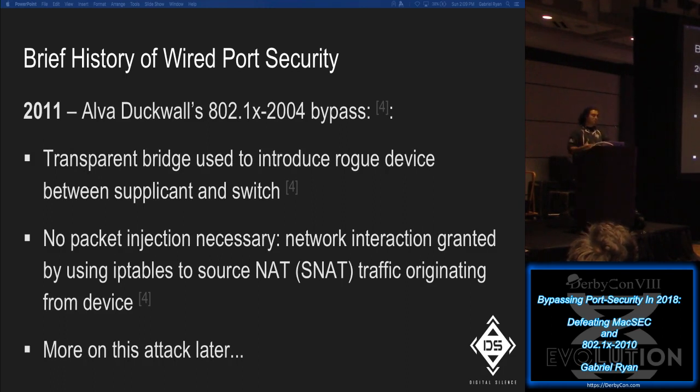Another researcher, and this is actually regarded as the classic 802.1X bypass, the one that most people just kind of go to when they need to do this, Alva Duckwall, released a similar tool later that year at DEF CON. Once again, it used a transparent bridge to place the rogue device directly between the supplicant and the switch. But unlike the Gremwall implementation, he was using source NATting, using iptables to just make it look like all the traffic leaving the rogue device was coming from the supplicant. So it's a much simpler, much cleaner attack, and that's the one that most people use when they have to do this.